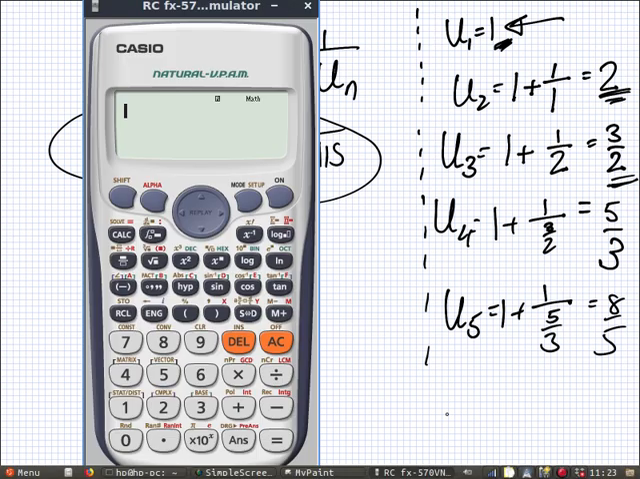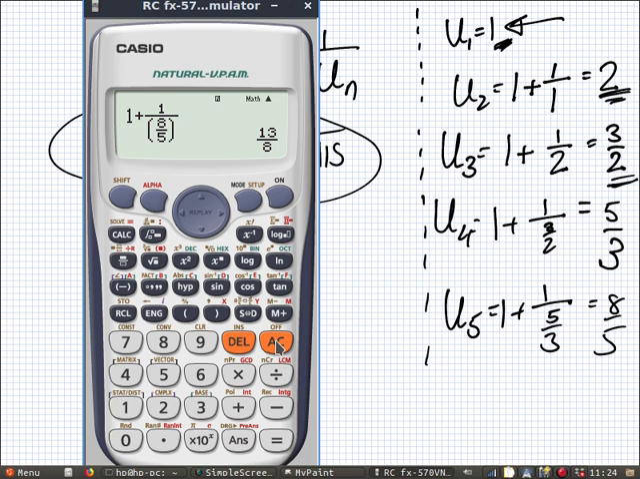Okay. So what would be the next one? It'd be 1 plus 1 over 8 over 5. Next one is 13 over 8. Yeah, this type of question. If you're asked to find out the 10th term, this is the problem. You'll have to go through the loop 10 times.